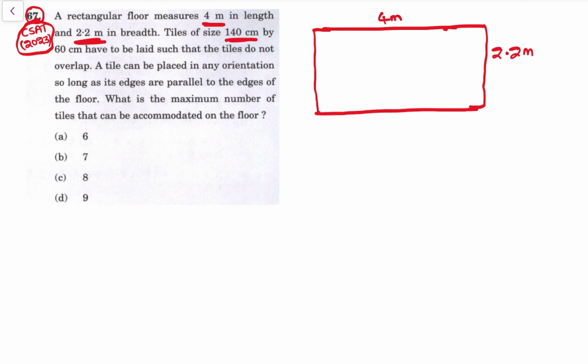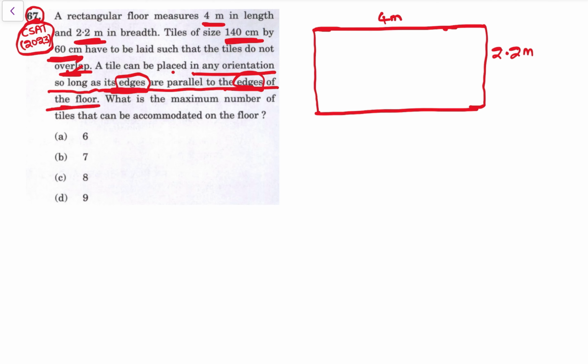Tiles of size 140 centimeter by 60 centimeter have to be laid such that the tiles do not overlap. So this floor has to be covered with tiles of 140 centimeter by 60 centimeter. A tile can be placed in any orientation as long as its edges are parallel to the edges of the floor.